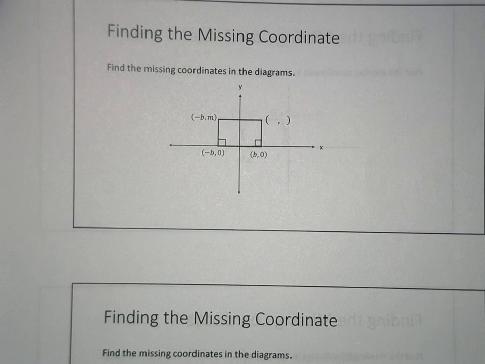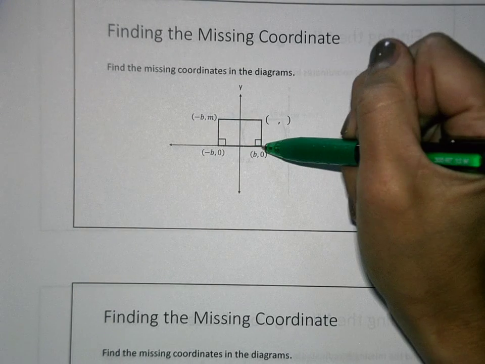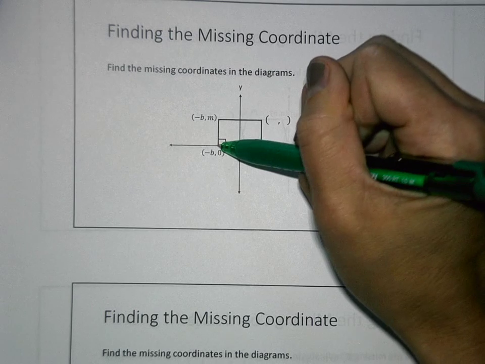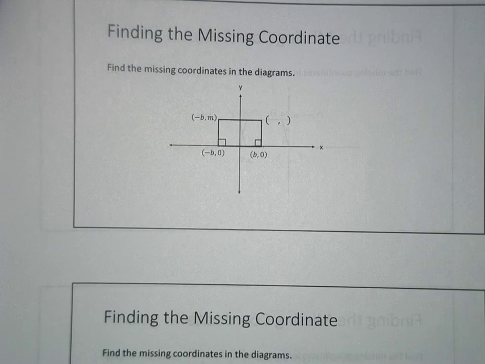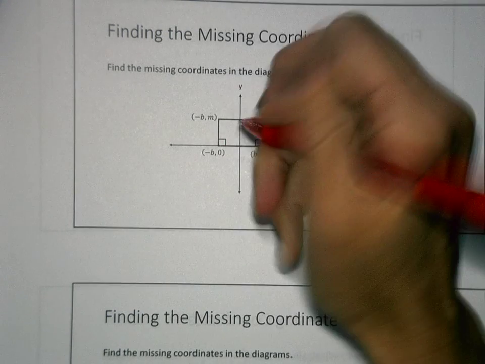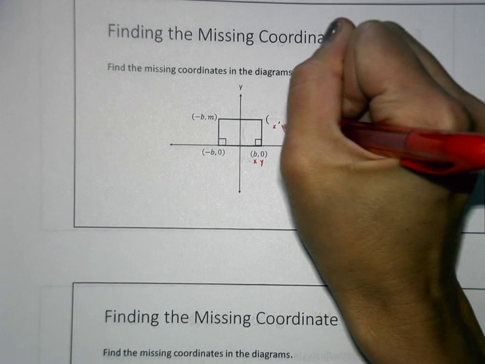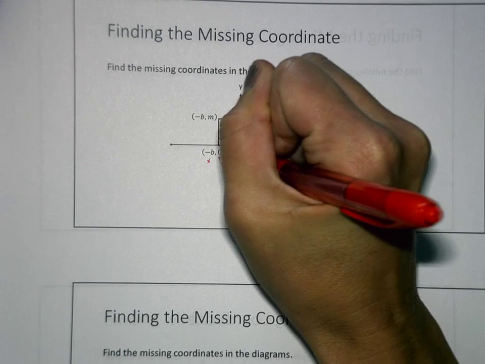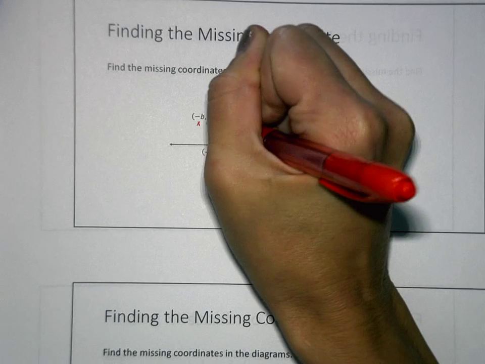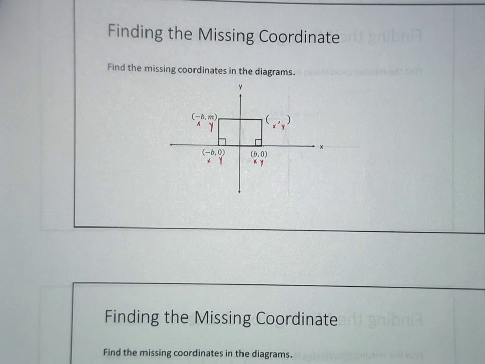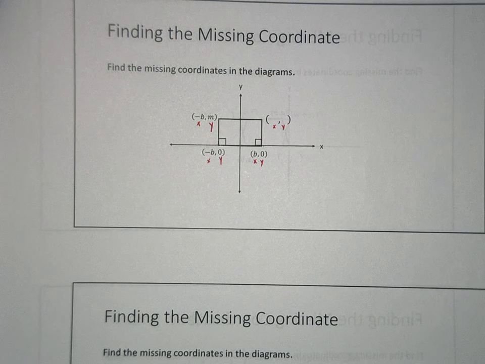So do you notice on this one how this is going the distance of b and this is going the distance of negative b? And again, I would write x and y by everything just to remind myself what is the x and what is the y. Okay, so I'd like you to go ahead and try this one on your own, plugging in the correct letters for that missing point. If you have it, raise your hand and I'm going to come check it. And maybe check the people in your groups.